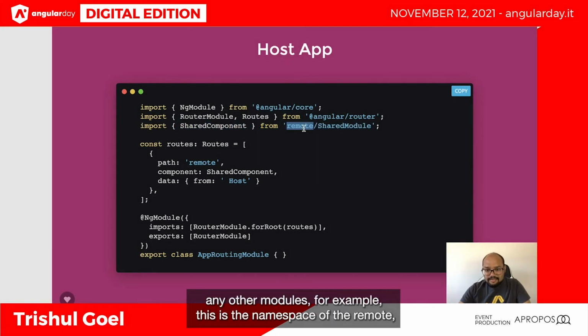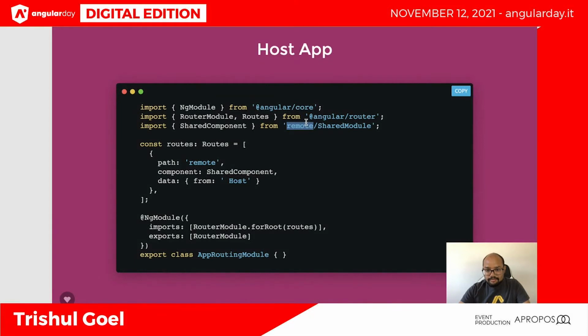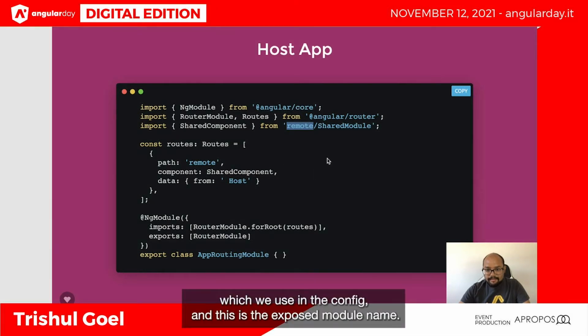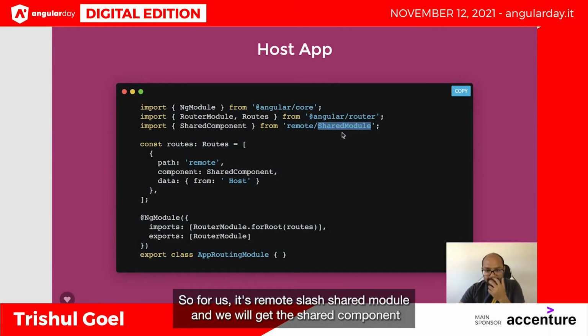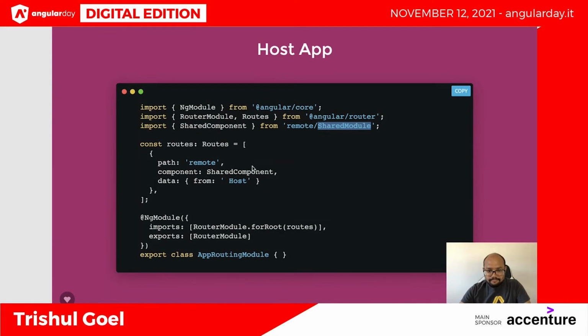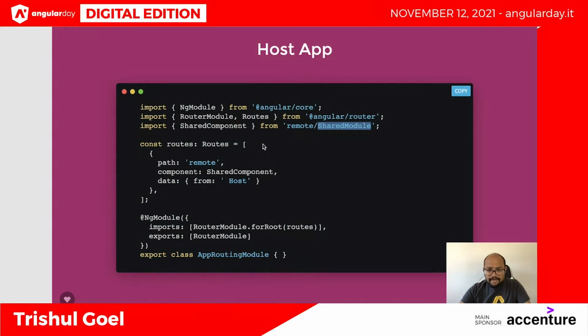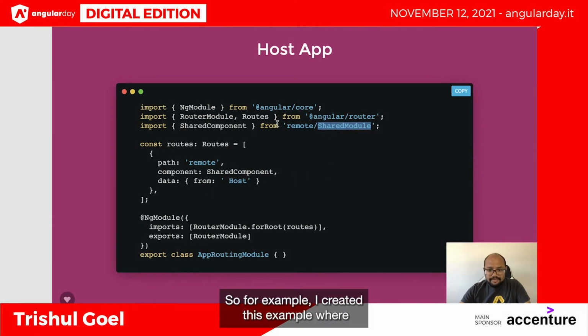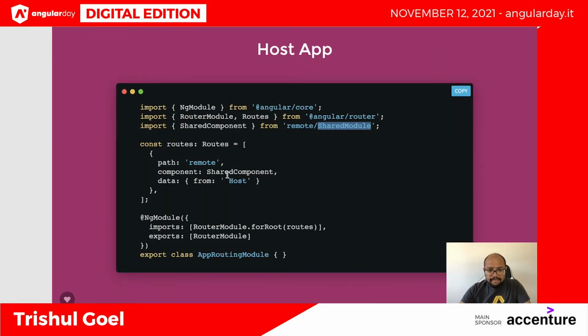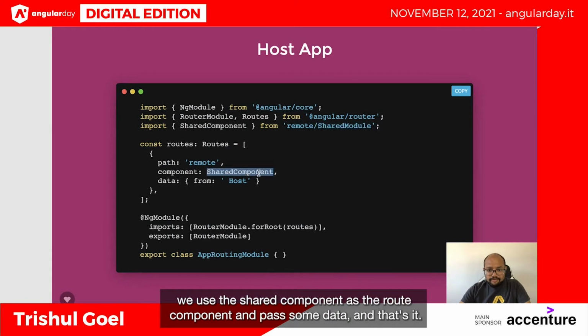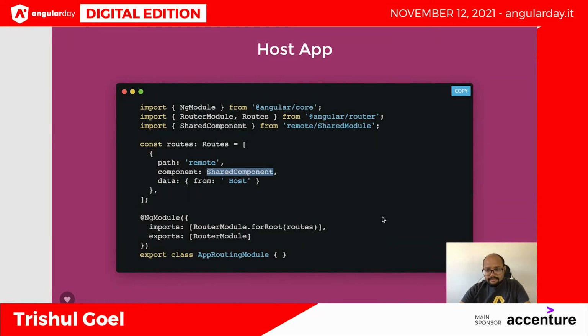For example, this is the namespace of the remote, which we use in the config. And this is the exposed module name. So for us, it's remote/shared module, and we will get the shared component. And we can use it like any other Angular component throughout your Angular app. So for example, I created this example where we use the shared component as the route component and pass some data, and that's it. So it's that easy.